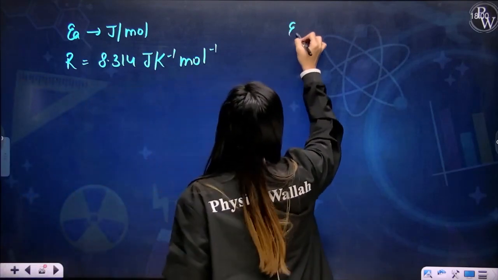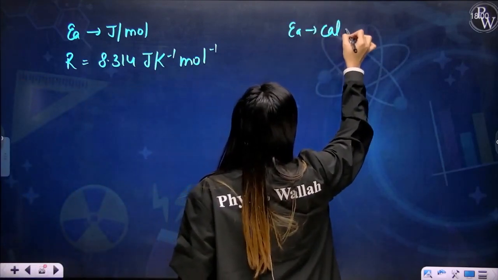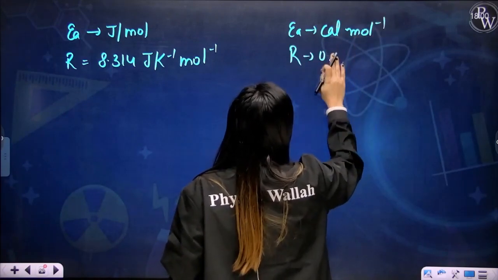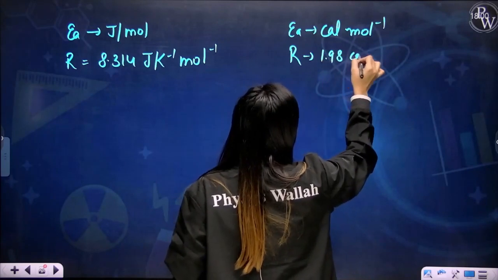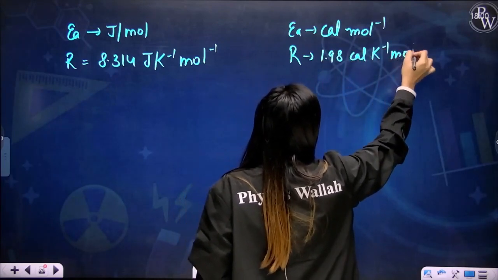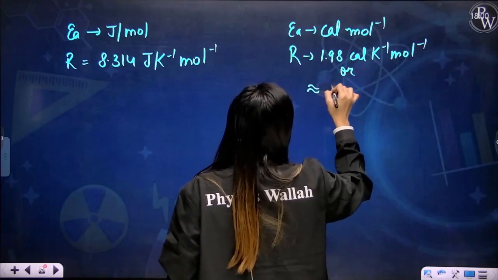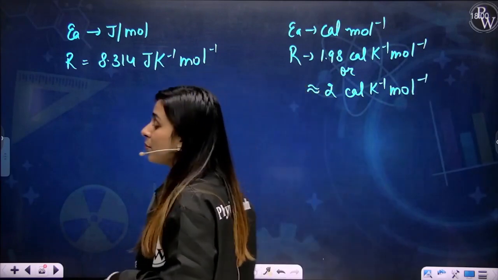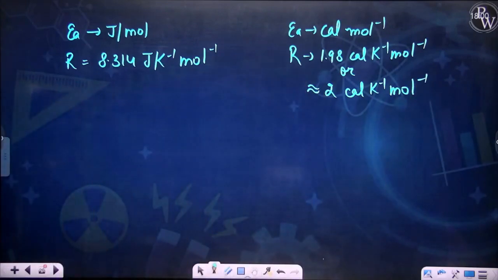If your activation energy is given in calories per mole, then you will use R value as 1.98 calories per Kelvin per mole, or you can use it approximately as 2 calories per Kelvin per mole. This is very important because this will be used in numericals. So you need to understand this particular part. Write it and then we'll move forward. I hope you've written this. Now let's move forward, my dear students.